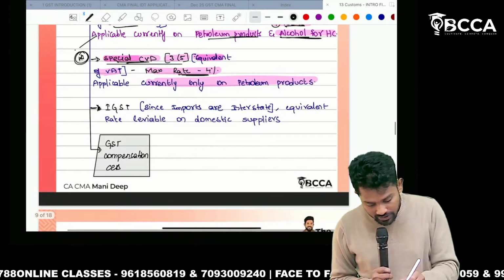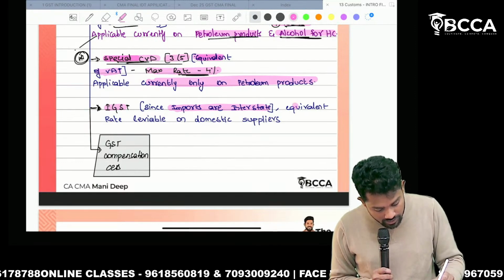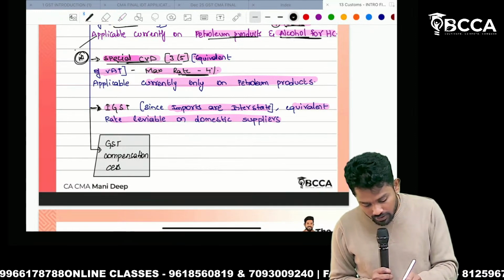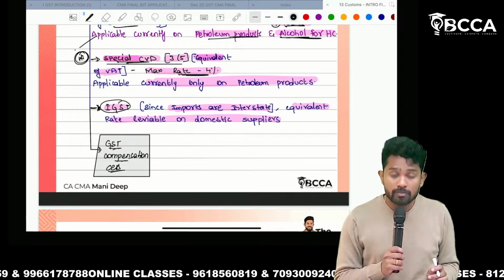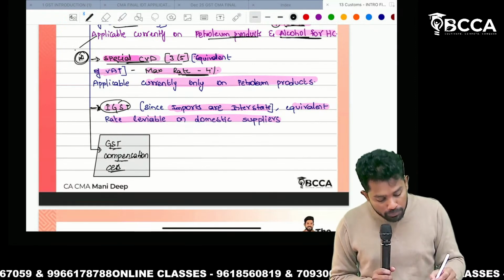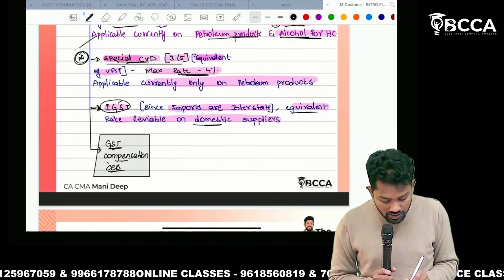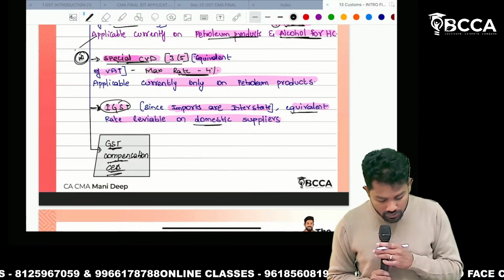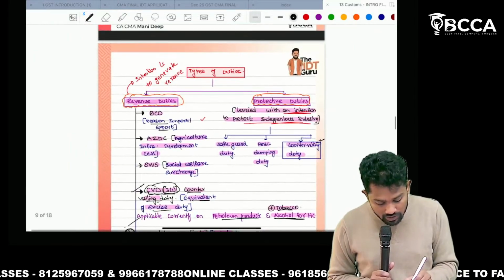Then IGST. Since imports are interstate, the equivalent rate is leviable on domestic suppliers. Okay, IGST, and even GST compensation cess. Imports are also interstate, sir. That's why an import IGST will be levied, and GST compensation cess also, if they are luxury goods or demerit goods, on them compensation cess is also applicable. So these are the revenue duties.